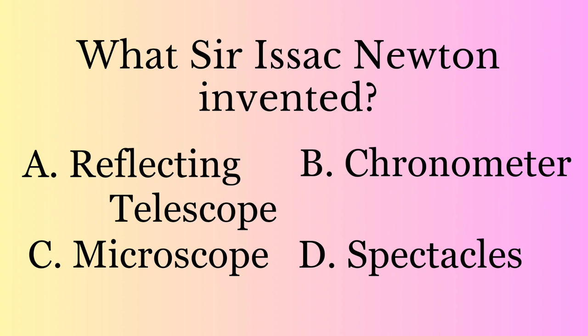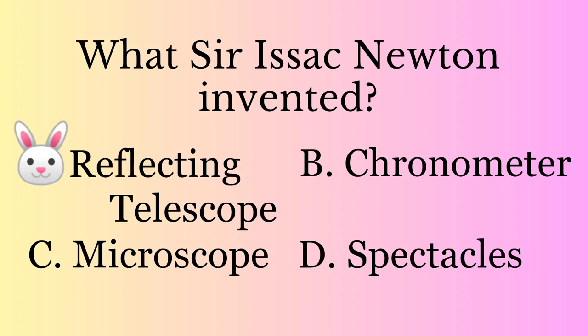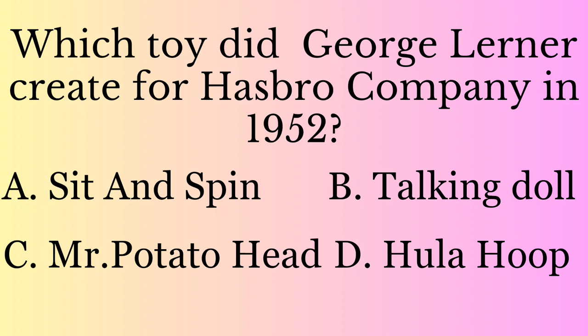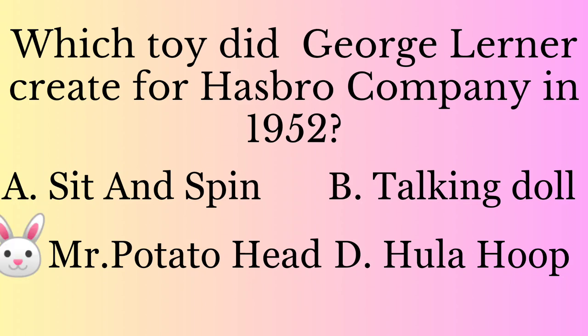What did Sir Isaac Newton invent? Reflecting telescope in 1668. Which toy did George Lerner create for Hasbro Company in 1952? Mr. Potato Head. This was a plastic potato shaped body on which you could stick different features such as eyes, ears, etc.